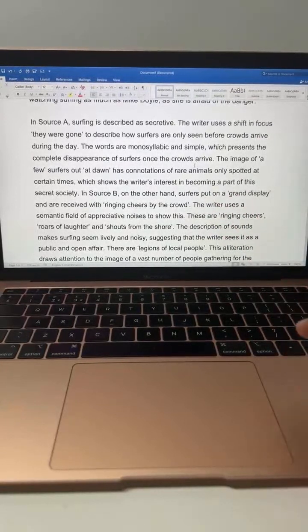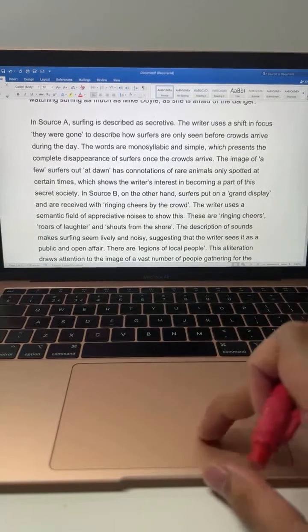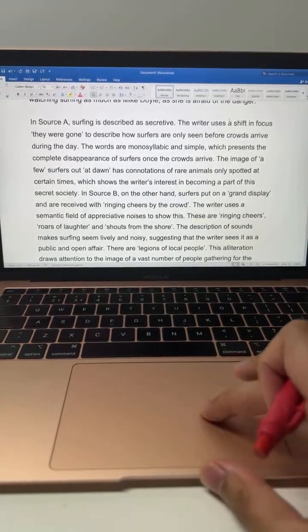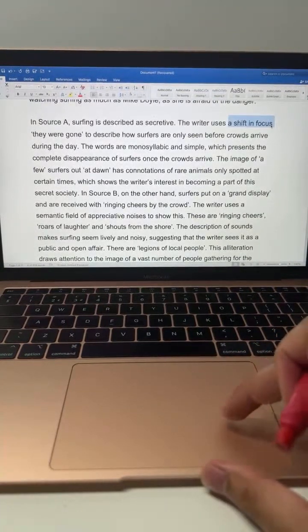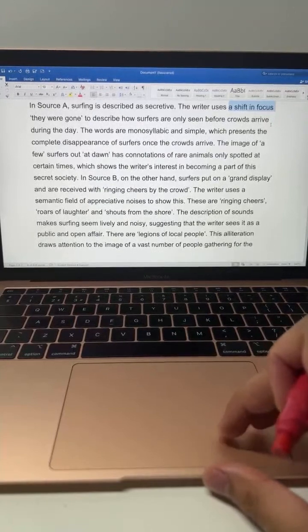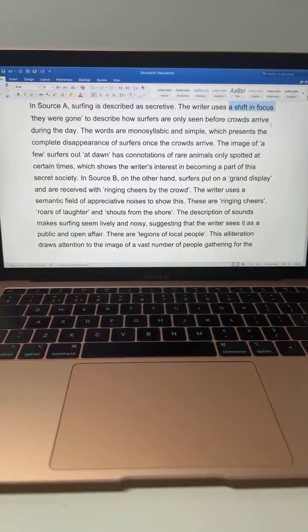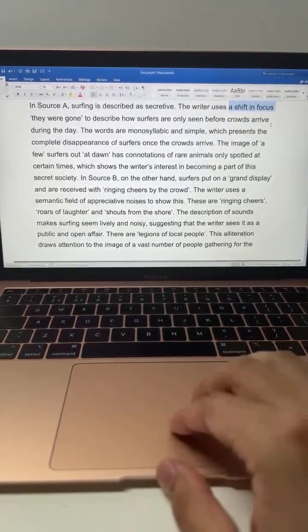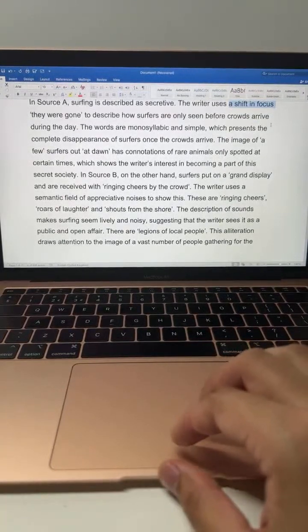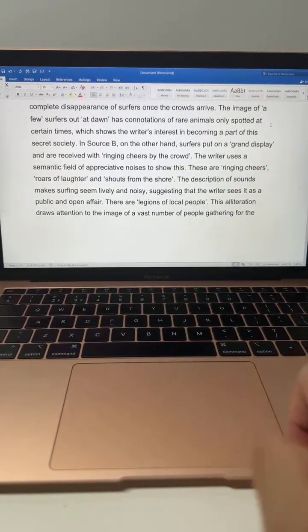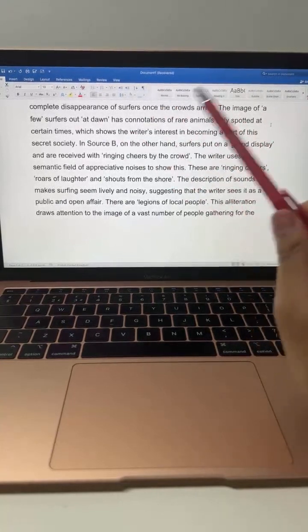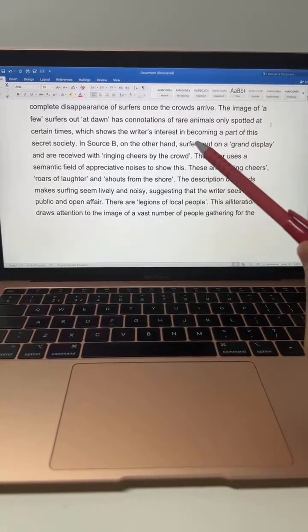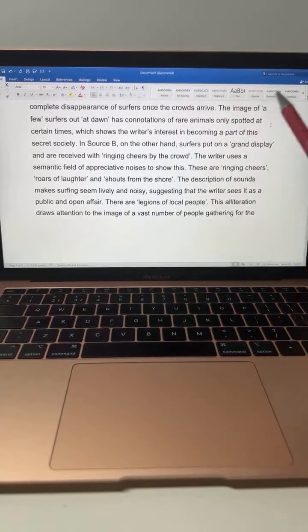In Source A, surfing is described as secretive. The writer uses a shift in focus. Look, we need to look at structure as well. They go on to describe how surfers are only seen before crowds arrive during the day. The words are monosyllabic and simple, which presents the complete disappearance of surfers once the crowds arrive. The image of a few surfers out at dawn has connotations of rare animals only spotted at certain times, which shows the writer's interest in becoming a part of this secret society.